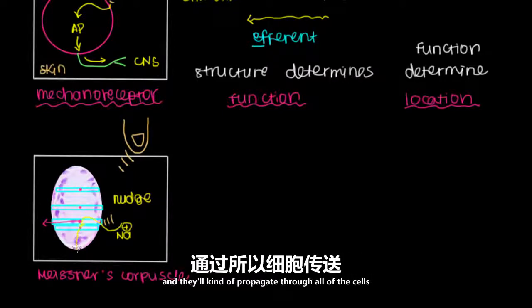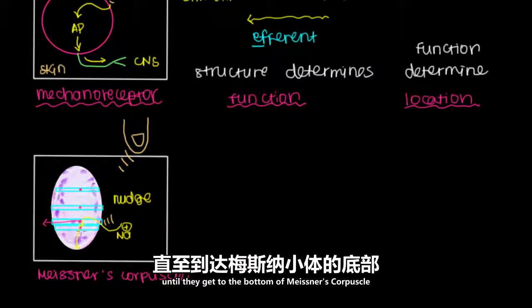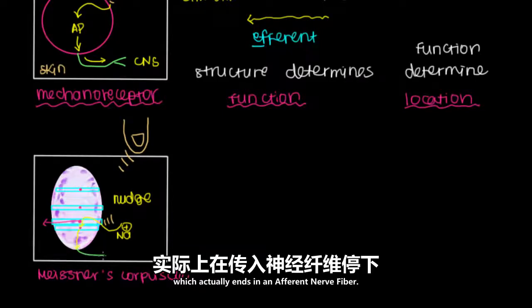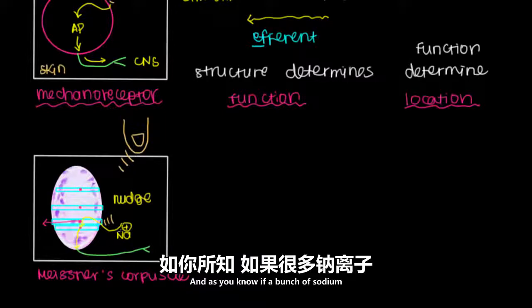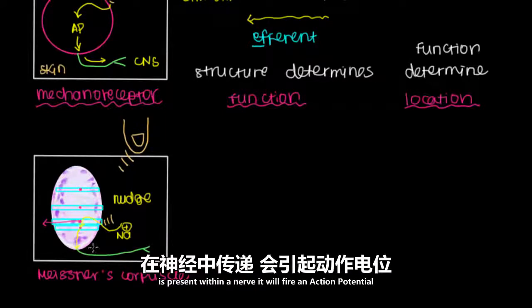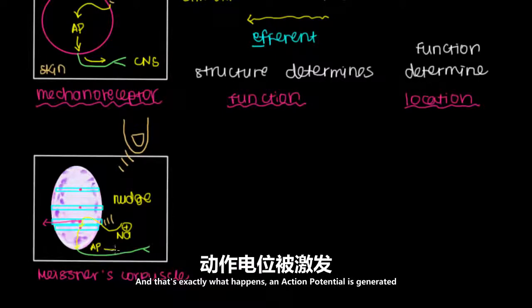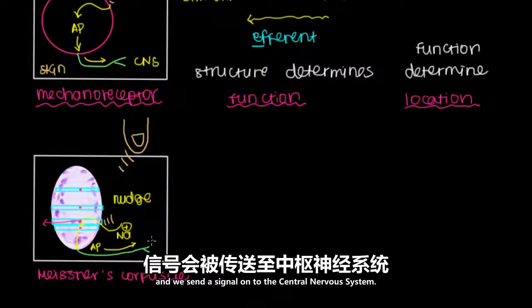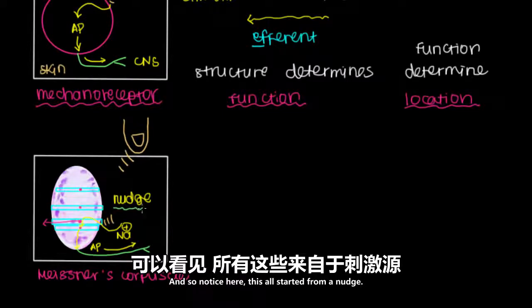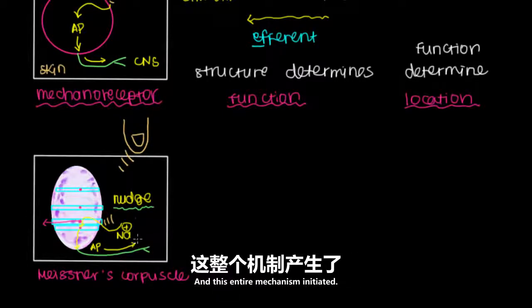kind of propagate through all the cells until they get to the bottom of Meissner's corpuscle, which actually ends in an afferent nerve fiber. And as you know, if a bunch of sodium is present within a nerve, it'll fire an action potential. And that's exactly what happens. An action potential is generated, and we send a signal on to the central nervous system. And so notice here, this all started from a nudge, and this entire mechanism initiated.